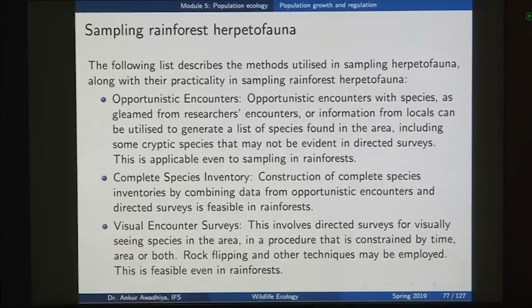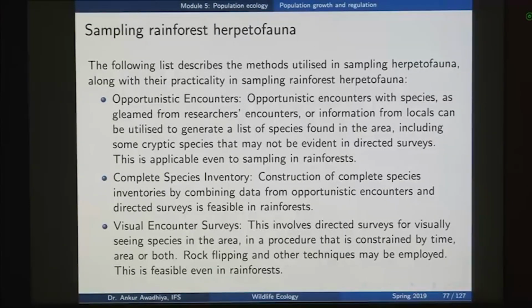What about other smaller animals such as frogs? In the case of frogs, you want to know how many frogs are there per unit area. So, how do you make an estimate of the number of frogs? You can very easily see the number of tigers that are there in an area, but frogs are very difficult to see and count. So, what are the methods that we make use of? In the case of rainforest, herpetofauna is basically reptiles and amphibians. These are the methods that are available.